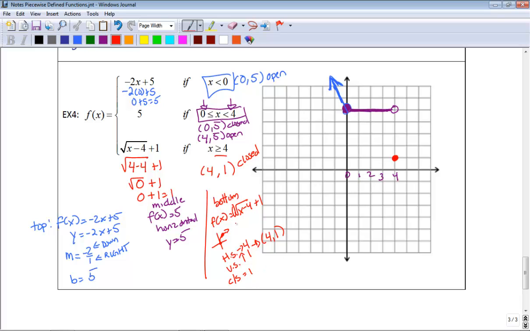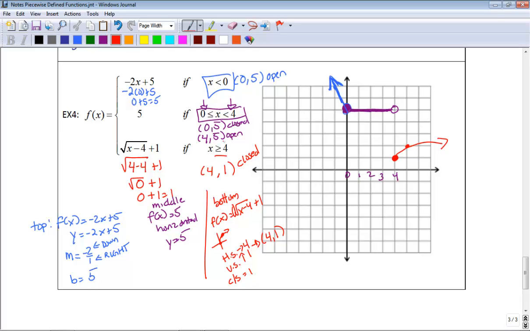Well, remember, that's only one key point, and since it's a 1, it's going to go in the same direction. It's going to go up 1, and then we're always to the right 1 for these. So from this point, I need to go up 1 and 1 over here to the right, and then draw it in. So this is the graph of f of x is equal to the square root of x minus 4 plus 1.